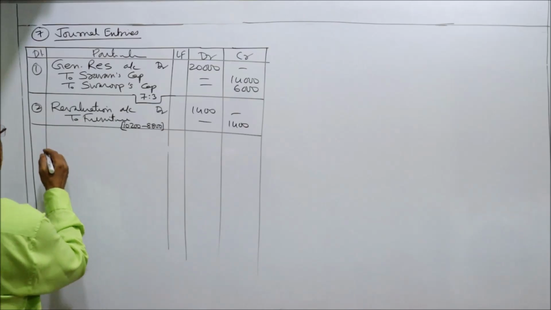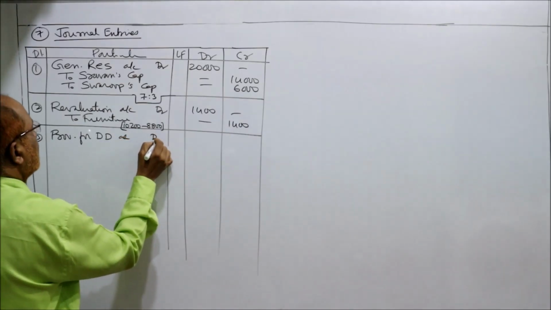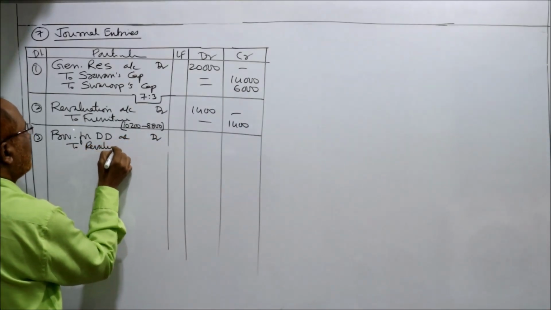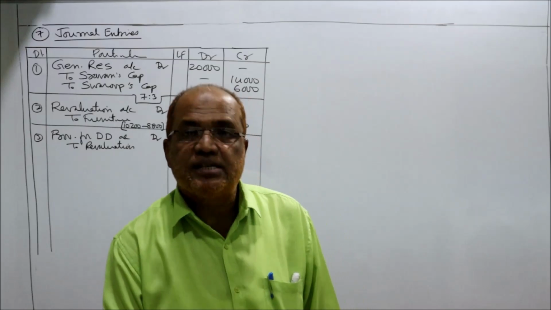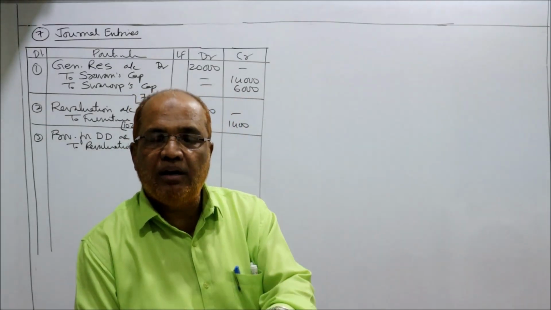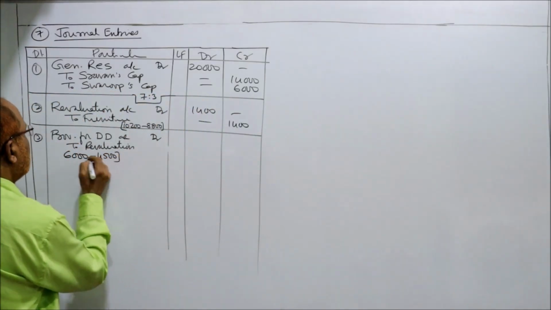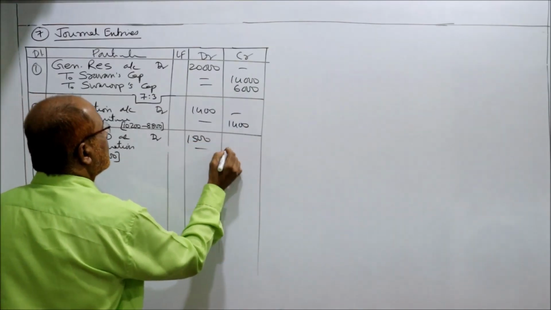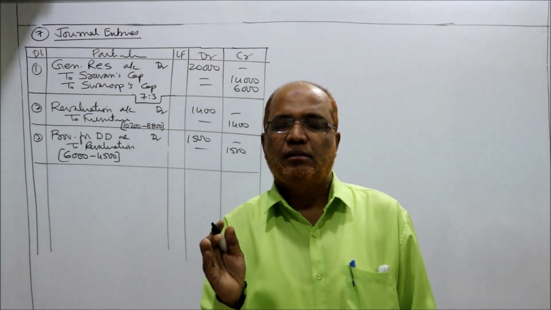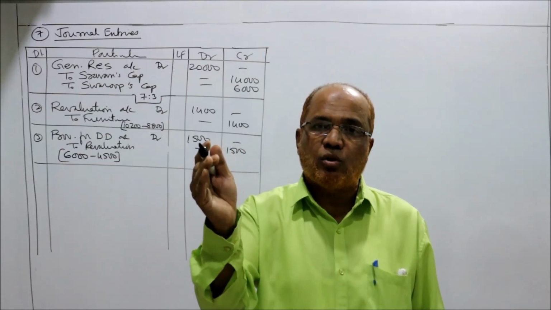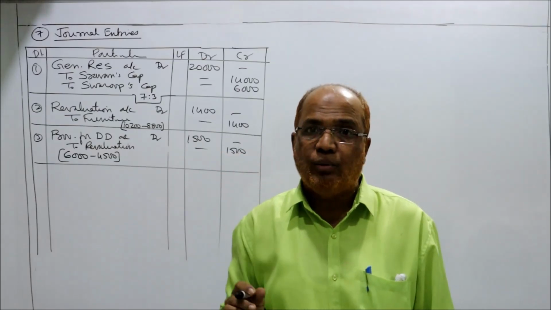Next, provision for doubtful debts. Provision for doubtful debts account debit to revaluation. It is given that provision for doubtful debts existing in the books is 6,000 and now we have to bring it down to 4,500. So 6,000 minus 4,500, we have to decrease it by 1,500. Being the provision for doubtful debts decreased from 6,000 rupees to 4,500 rupees. So entry will be provision for doubtful debts account debit to revaluation.